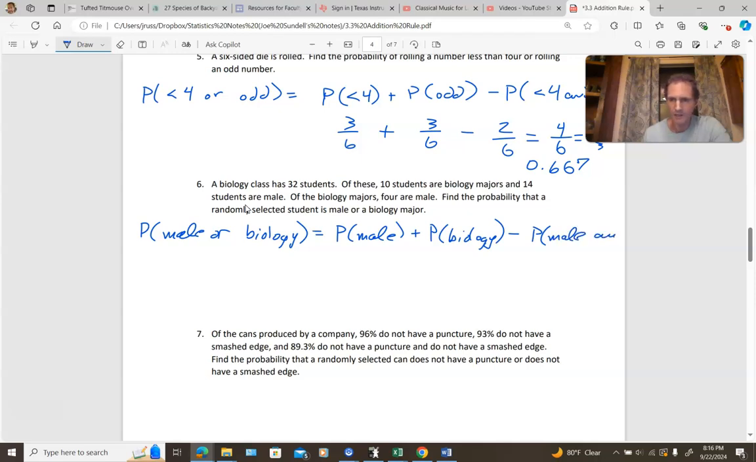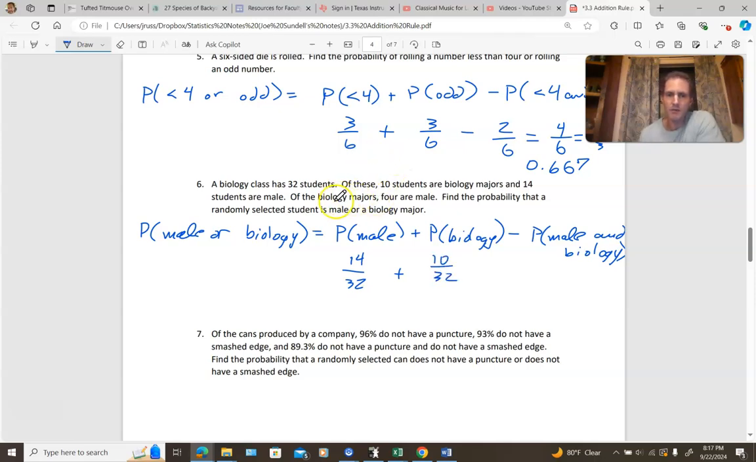So, male and biology major. Okay, all right. Well, we're going to use all these numbers that they're giving us. Our denominators are going to be 32 because there's a total of 32 students in the class. Of those, 14 of them are male. So the probability that the student is male is going to be 14 out of 32, plus the probability that the student is a biology major. Well, there's 10 of those, so 10 out of 32.